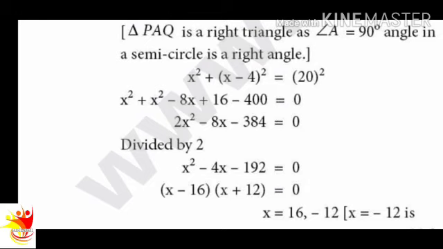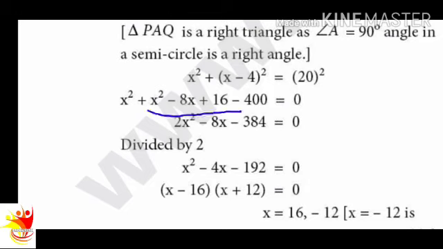Now substitute the value of PA equal to x. So x square plus (x minus 4) whole square, where QA equal to x minus 4, equals 20 square. That is, the PQ value is 20. Now x square plus (x minus 4) whole square. We expand using the (a minus b) whole square formula: a square minus 2ab plus b square.